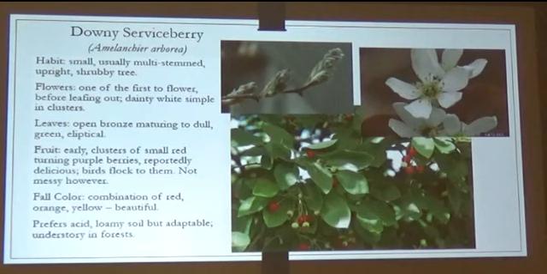And then the leaves, when they start to emerge, are a bronze color. And then they open up to this oval shape. And they have kind of a blue-green color to them. So it's a little different than other trees. They form these little clusters of berries. They start out red and then they turn purple.